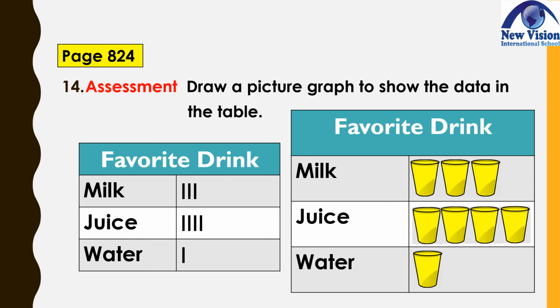Assessment. Draw a picture graph to show the data in the table. The picture graph is about favorite drink. So we have here milk, juice, and water. At the right side, we have the picture graph. The number of each item in the picture graph and in the tally chart should be the same. So let us compare. Milk in the tally chart and picture graph we have 3. Then juice we have 4. And then water we have 1.